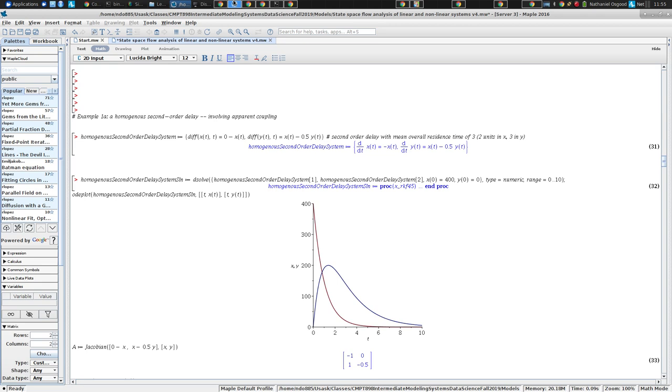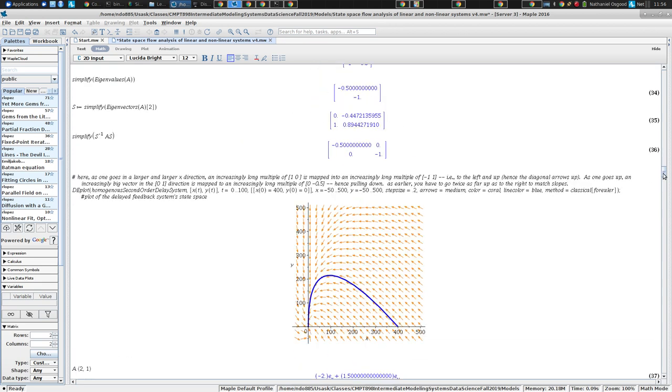This is the Jacobian: minus 1, 0. So partial f sub x, partial x is minus 1, that came from the minus x. And partial f sub x, partial y is what? 0. And partial f sub y, partial x is 1, that's from this x of t, and partial f sub y, partial y is just this minus 0.5. Right? Okay, so we're doing great here.